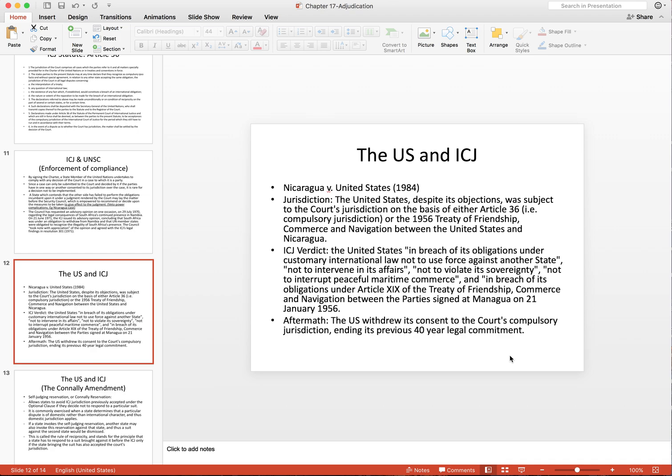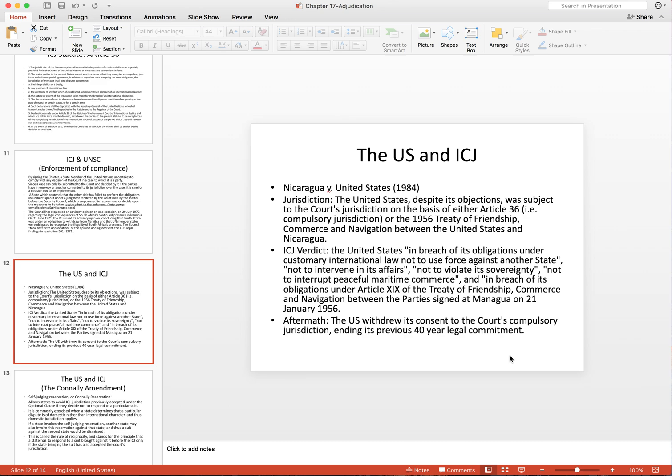So in this case, on the issue of jurisdiction, the United States, despite its objections, was subject to the court's jurisdiction on the basis of either Article 36, which establishes compulsory jurisdiction, or the 1956 Treaty of Friendship, Commerce, and Navigation between the United States and Nicaragua.